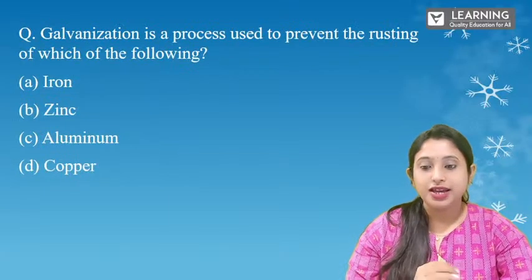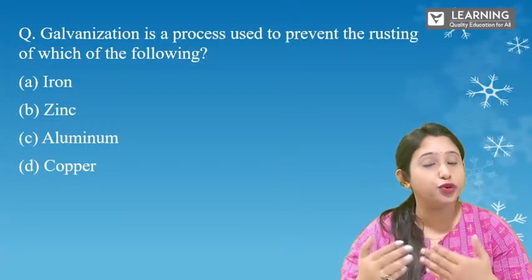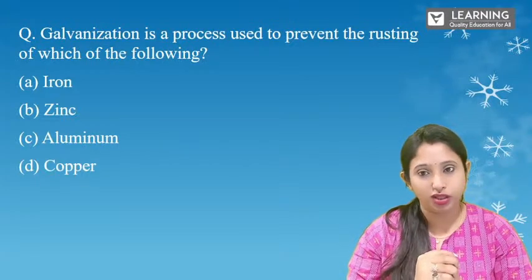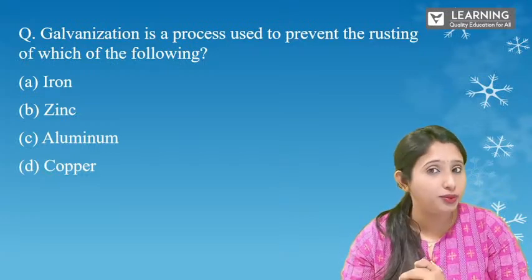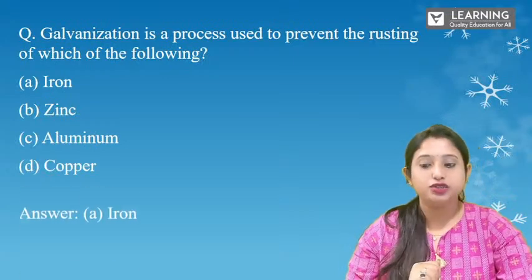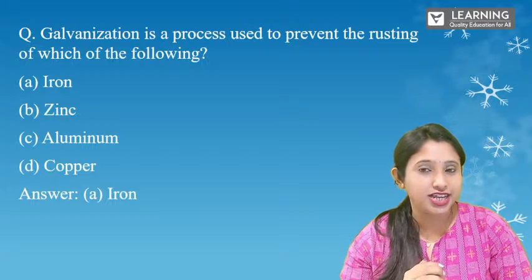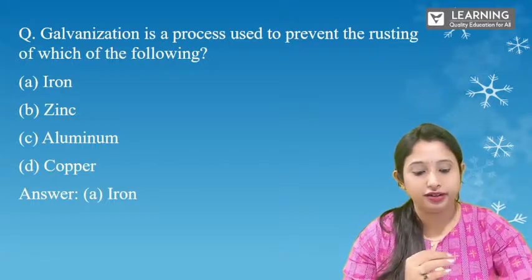Okay. Next question is, galvanization is a process used to prevent the rusting of which of the following? You all know it very well, right? Iron, zinc, aluminium, or copper? Yes, very good. It is iron, right? So galvanization is a technique which is used for prevention of rusting of materials made up of iron. Alright.